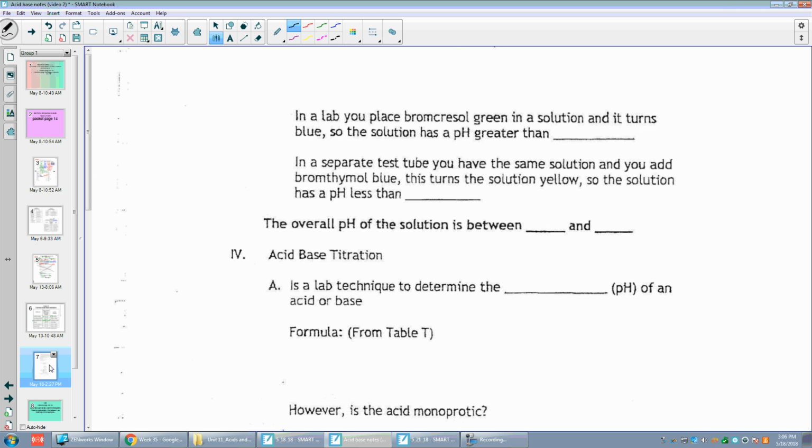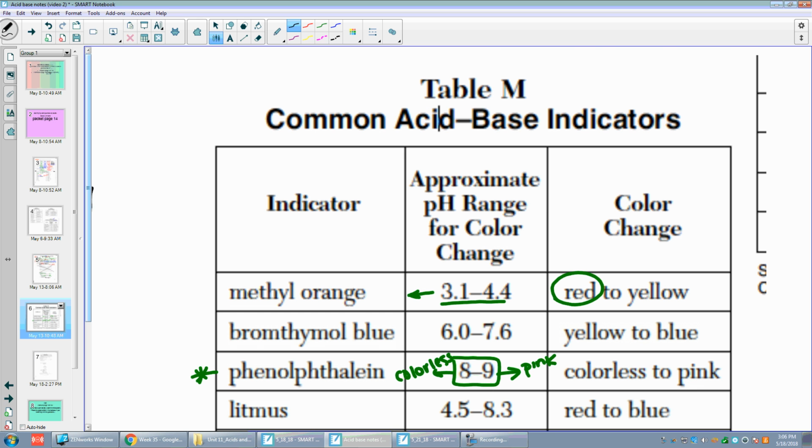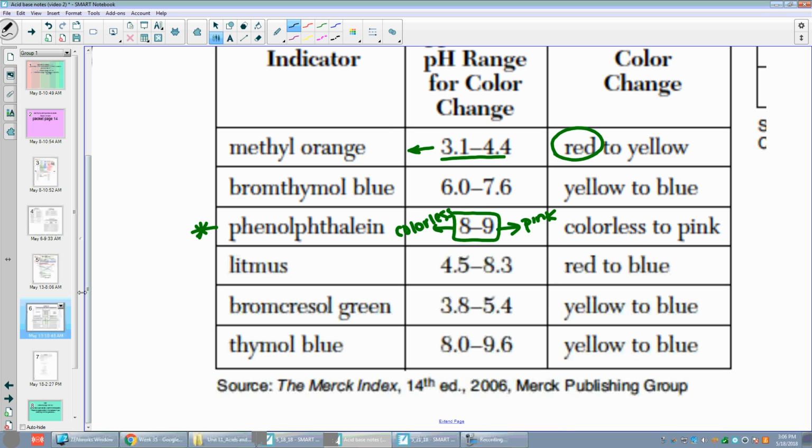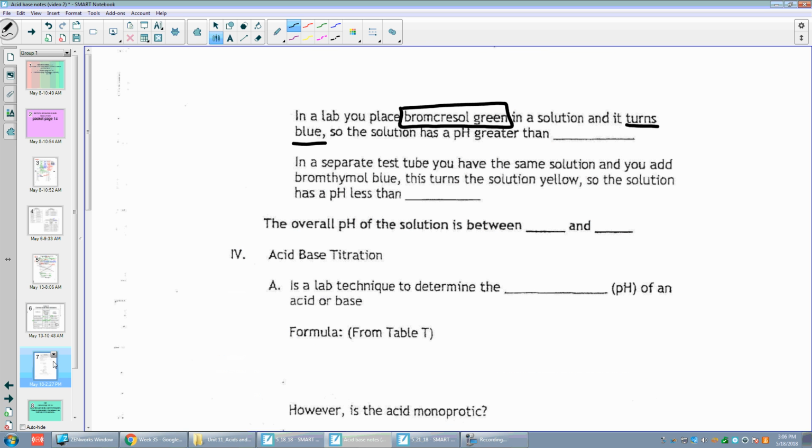So it says, in lab, you place bromocresol green in a solution, and it turns blue. So the solution has a pH greater than. So I go over here and say, okay, bromocresol green. Now be careful, you're grabbing the right one. Bromocresol green. It is blue anytime it is higher than 5.4. So I say, okay, when it is greater than 5.4, it's blue.